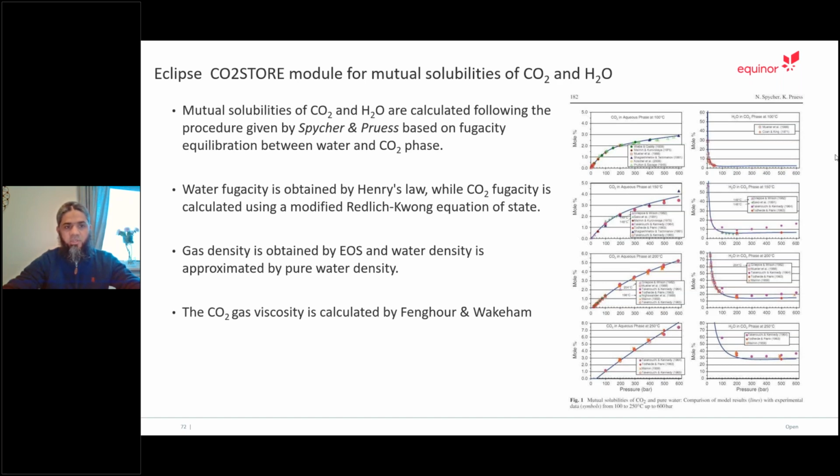It has mutual solubility, with CO2 dissolving in water, and water going into CO2. And this model is given by Spycher and Pruess, based on the fugacity equilibration between water and CO2.